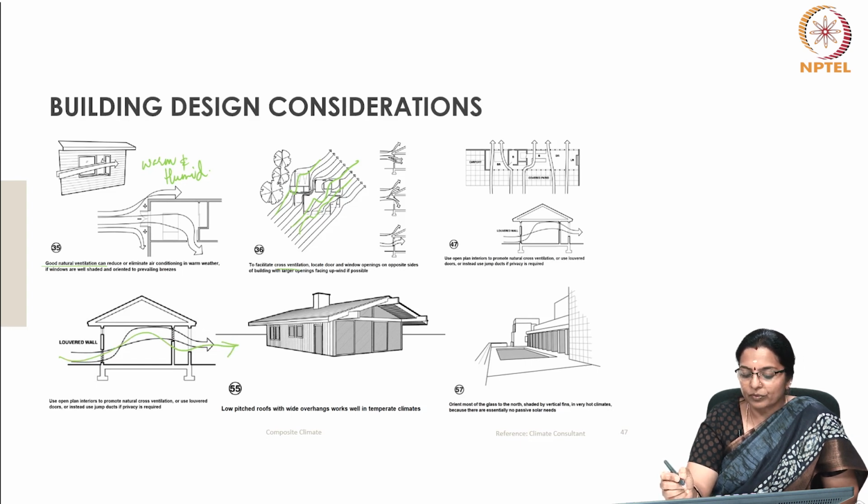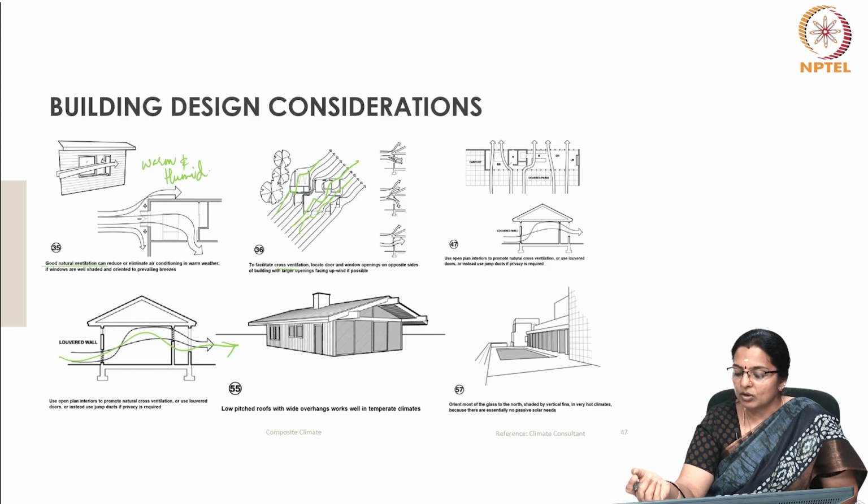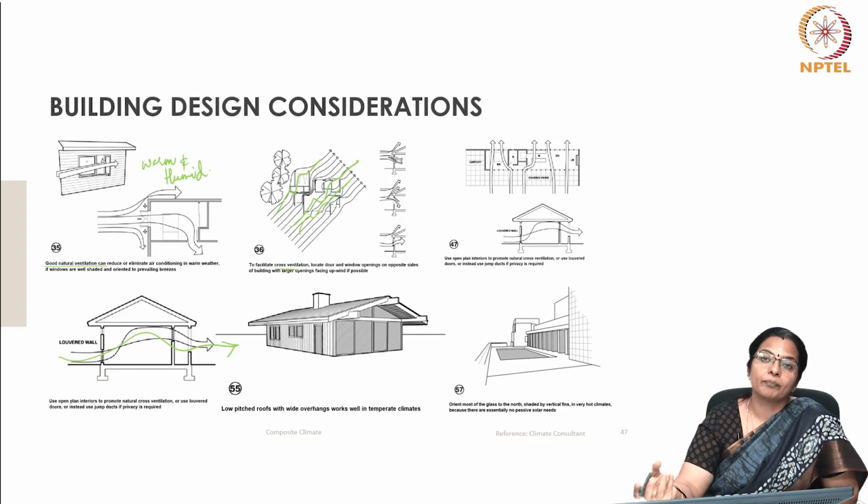Low pitched roofs with wide overhangs work in this climate because you have heavy rainfall, and also only one part of the season is hot and dry. The other part remains warm, humid with adequate rainfall. Orient most of the glass to the north, shaded by vertical fins in very hot climate, because there is essentially no solar passive heat gain requirement during the hot period, though there is this requirement during the cold period.